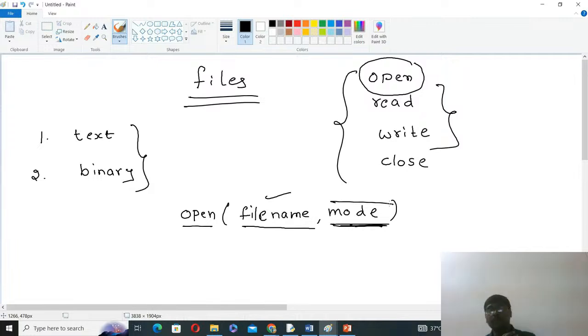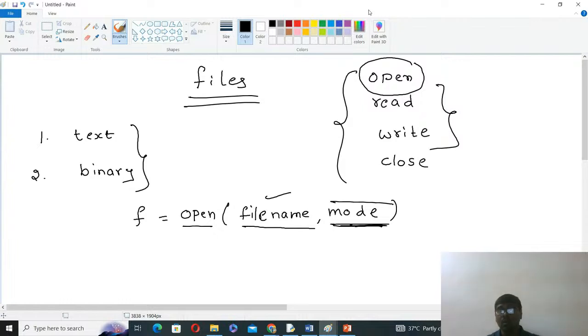If the file is opened, fine. Once a file is open, it returns one file object. You can use any name, not only F. You can use any name. Now, what is F? F is the file object. This object points to the opened file. F points to the opened file.